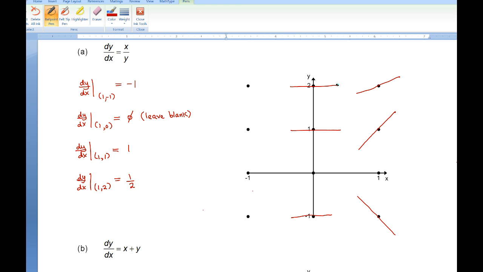What's going to happen here at (-1, -1)? Negative 1 over negative 1. It's going to be 1. So you think it's going to be the opposite of the other side? Right, it's actually going to be parallel to this one. These two should look parallel to each other. What's going to happen at (-1, 0)? Oh, undefined. Okay, that one's undefined. (-1, 1) is going to be -1. And then this one's going to be -1/2. Good.